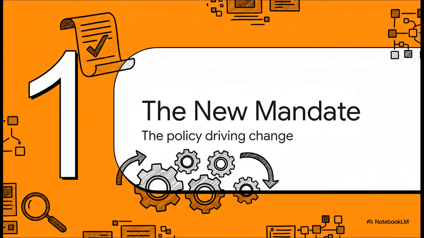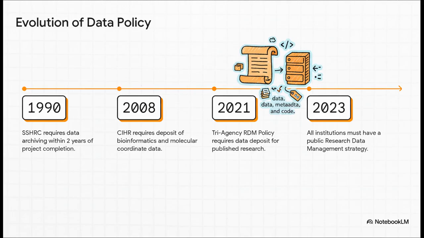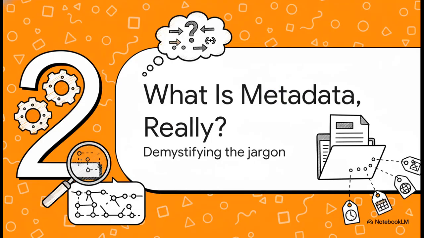Let's take a quick peek at the policy that is making this whole conversation so critical for Canadian researchers right now. So as you can see, this whole idea of data sharing, it's not exactly new. The requirements have been evolving for over 30 years. But the real moment that changed everything for us is right here in 2021. The Tri-Agency RDM policy, that was the game changer. It made it official for all funded researchers. You've got to deposit the data, the metadata, and the code that support your publications. That policy uses the word metadata over and over again.